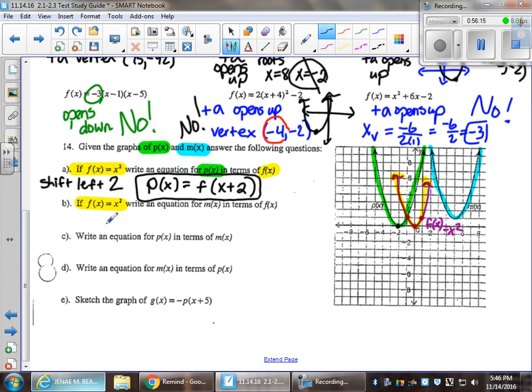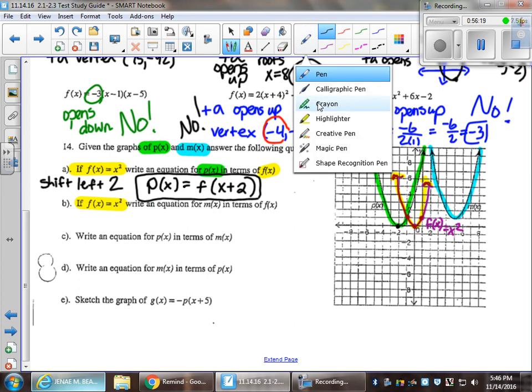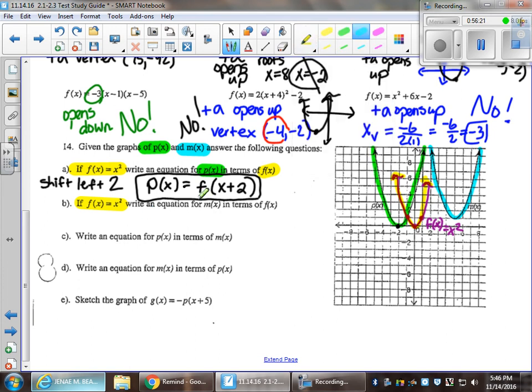B says if f of x equals x squared, write an equation for m of x, which is my blue function, in terms of f of x. So now we're going to ignore green. Who cares about p of x? Nobody. Look at the blue graph. Again, my starting point is my purple x squared. How did the vertex get from here to over here? That was a shift right.